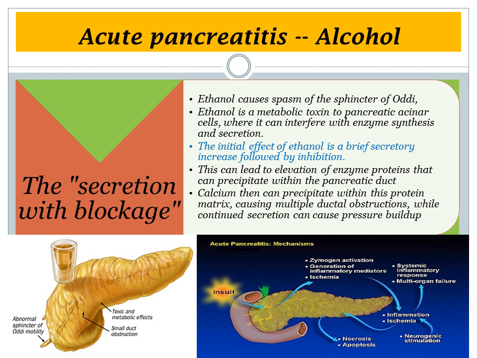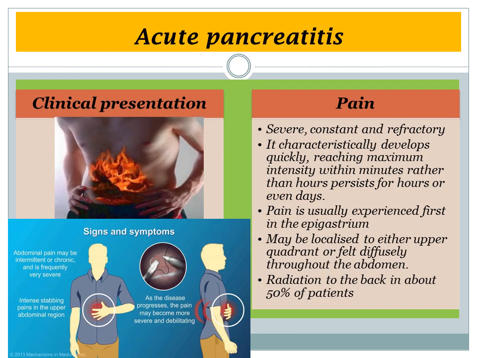The secretion block theory for alcohol. What is that? Actually, ethanol causes spasm of the sphincter of Oddi, and ethanol is a metabolic toxin to pancreatic acinar cells, where it can interfere with enzyme synthesis and secretion. The initial effect of ethanol is a brief secretory increase followed by inhibition. This can lead to elevation of enzyme protein that can precipitate within the pancreatic duct, and then calcium precipitates within this protein matrix, causing multiple ductal obstructions, while continued secretion can cause pressure buildup, and this leads to pancreatitis and abscess.